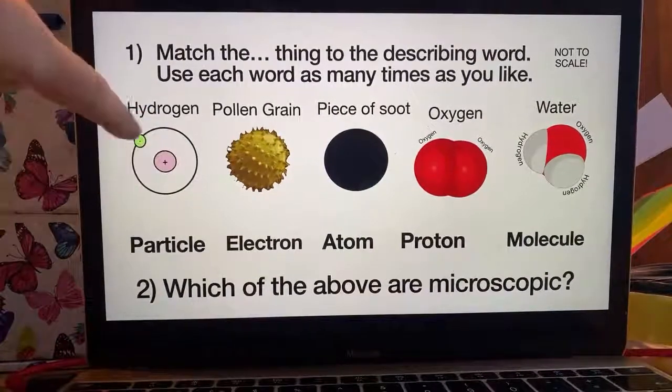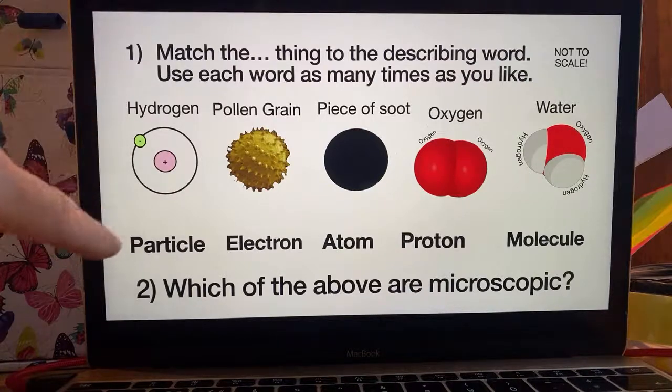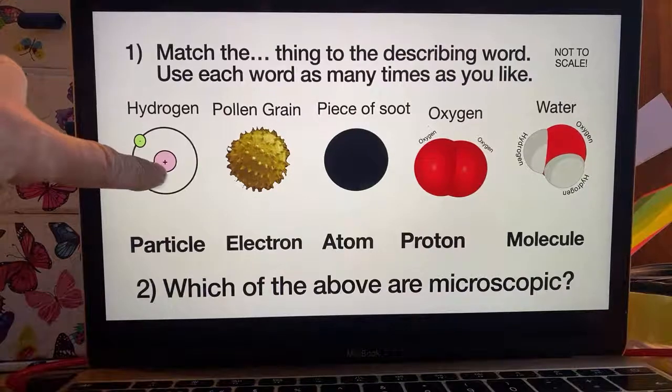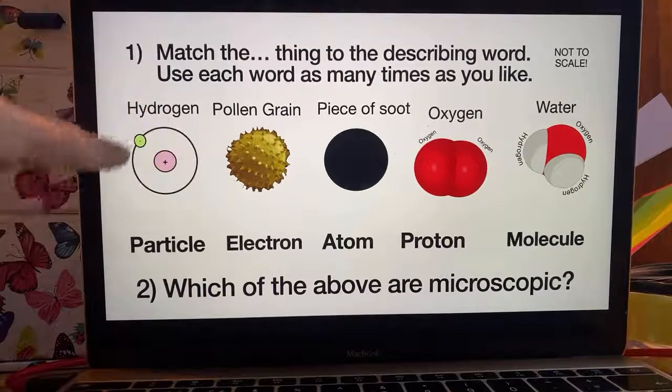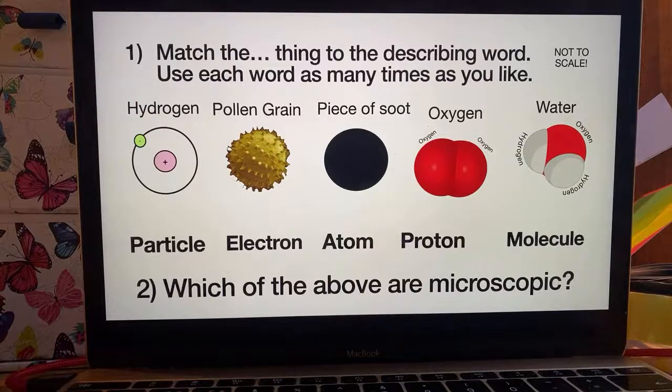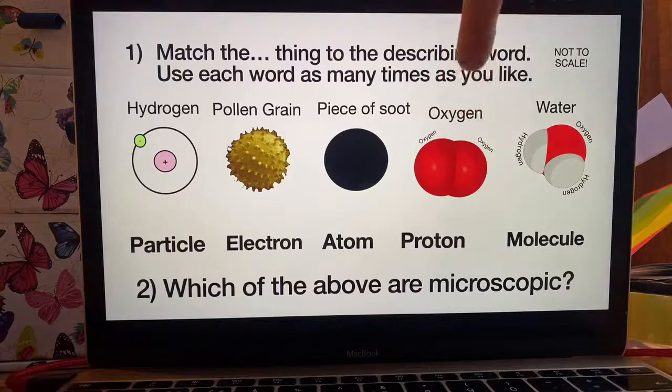You've got 5 pretty spherical objects here, and I just want you to match the spherical object to the word that you think describes it. So we've got something called hydrogen, and it's just a little pink ball with a plus sign in the middle, with a little green ball with a minus sign whizzing around the outside of it. You've got a pollen grain, you've got a piece of soot, you've got oxygen, but it's actually 2 red balls smushed together, looks a bit like a bum.